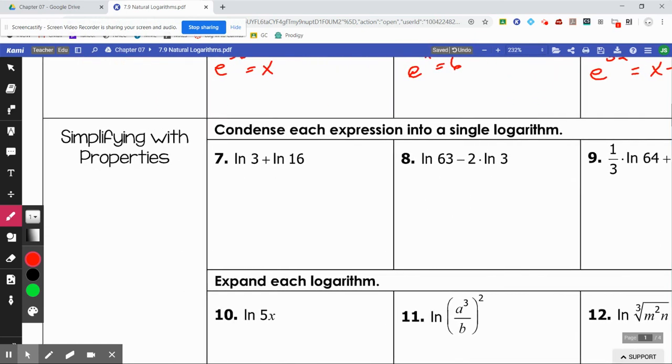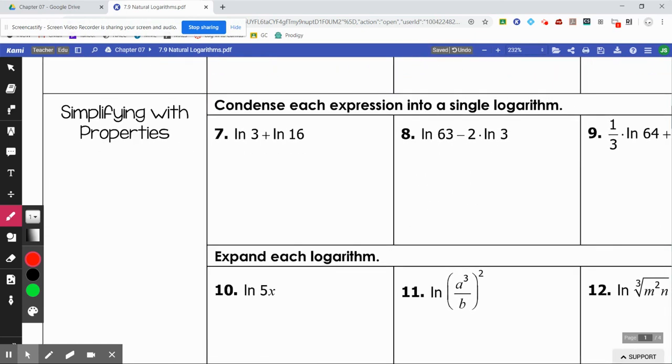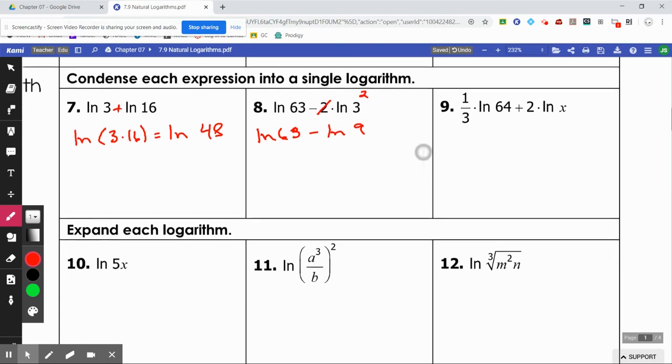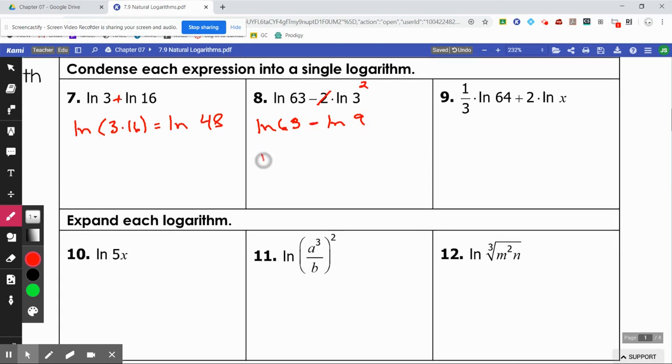The same rules of logarithms apply to natural logs as they did to regular logs. To add two logarithms together, we take the 3 and the 16 and we multiply them. So this would be the natural log of 48. This next one will give us some extra practice. Anytime you have a 2 out front, it can be moved up to an exponent. So this is the natural log of 63 minus the natural log of 9. Anytime you have the subtraction of two logs, we can combine those with division. This would be 63 over 9, which we can just write as ln of 7.